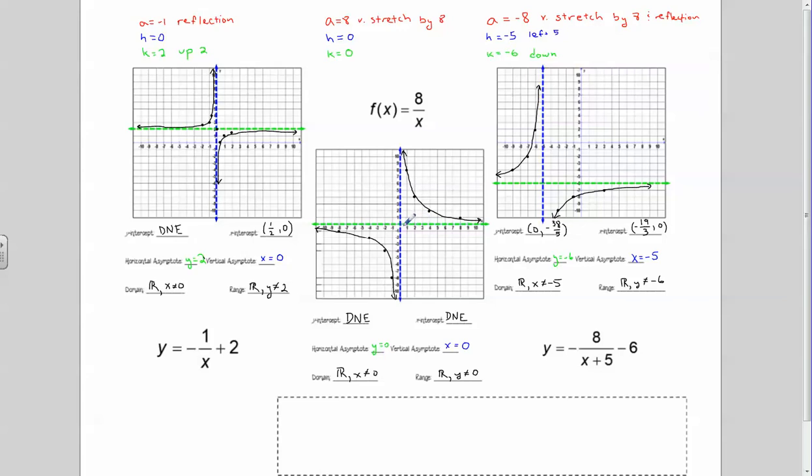Where we had on our parent function a point at 1, 1, we're now multiplying our y values by 8. They're being stretched by a factor of 8. So now we're going over 1 up 8 instead of over 1 up 1. Where in the parent function, if you go over 2, you'll be going up 1/2. We multiply that by 8, so now we're going over 2 and up 4. If we go over 4, we're up 2, and over 8, up 1.